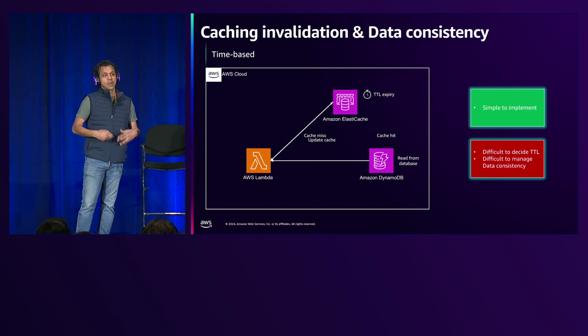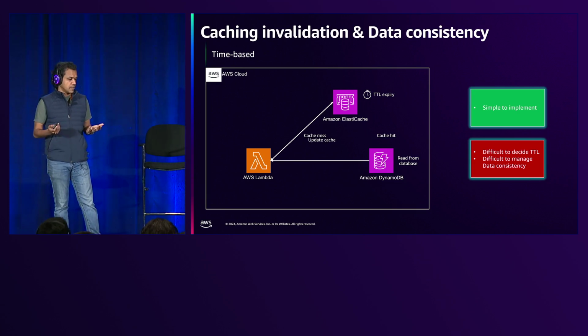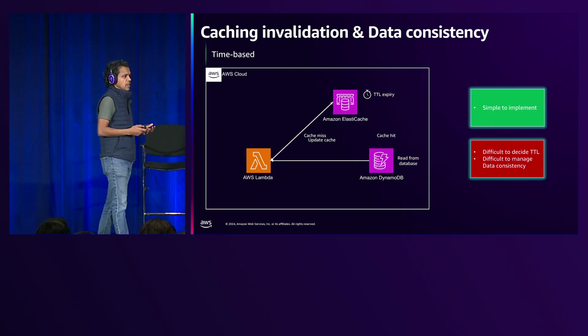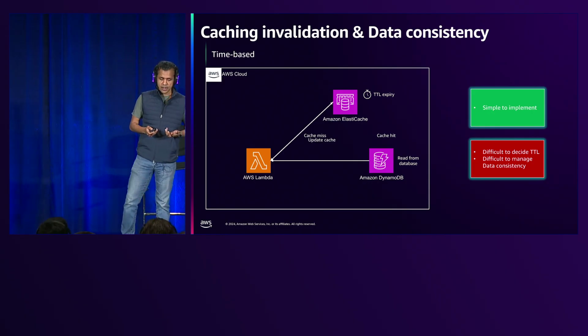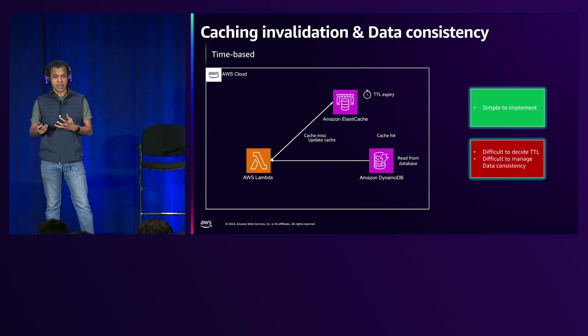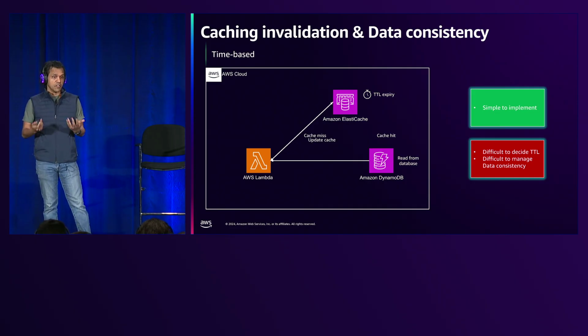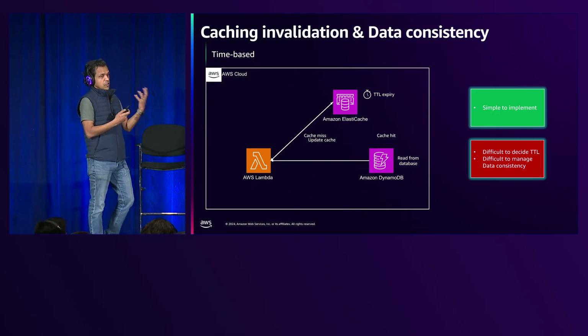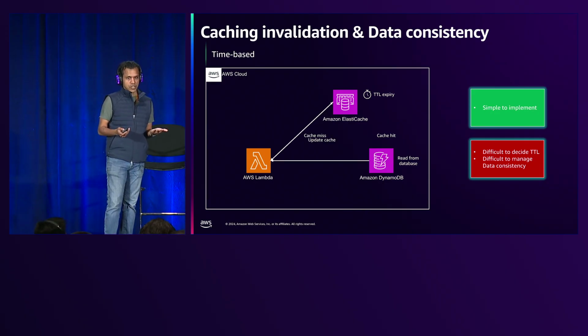You don't want the user to log back in after an hour or something like that, right? But deciding on the time to live, depending on your application, could be difficult, right? And it is difficult to manage consistency between your database and the cache because the data is not going to be evicted until the time to live expires. And so if something changes in the meantime in the database, your data will be inconsistent until the cache data is evicted.